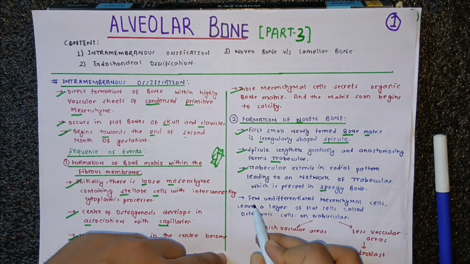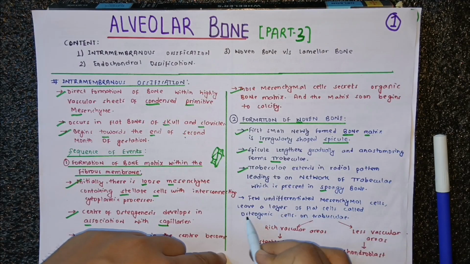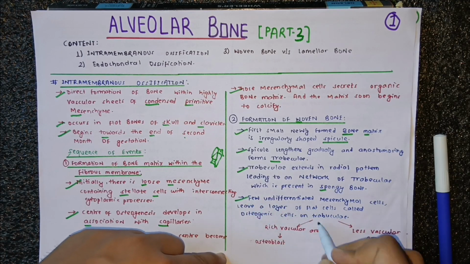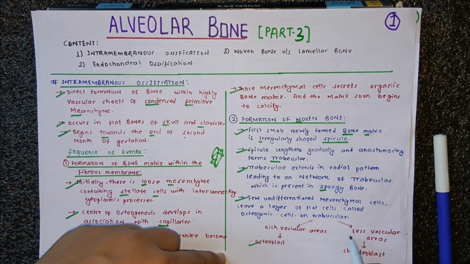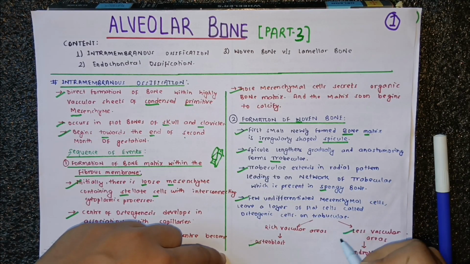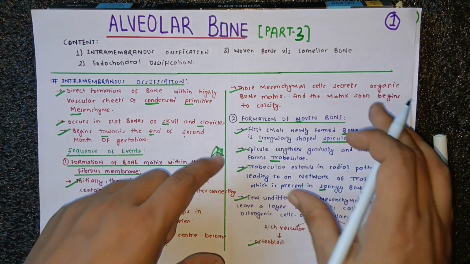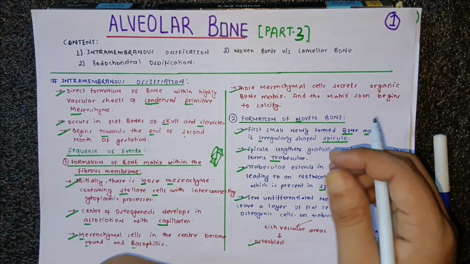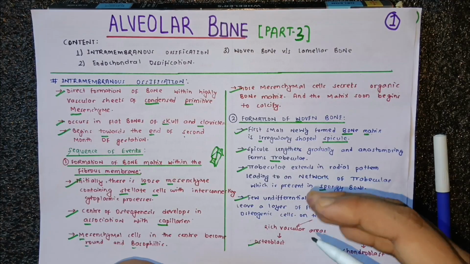And after that, a few undifferentiated mesenchymal cells leave a layer of flat cells called osteogenic cells on the trabeculae. And if there is a rich vascular area, then it forms the osteoblast, and if less vascular supply is there, then it forms the chondroblast. So in this step of the formation of the Orban bone, there is a formation of the bone matrix, or you can say immature bone.